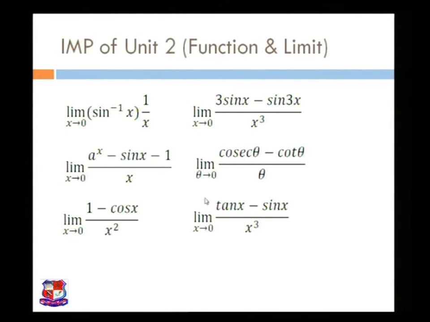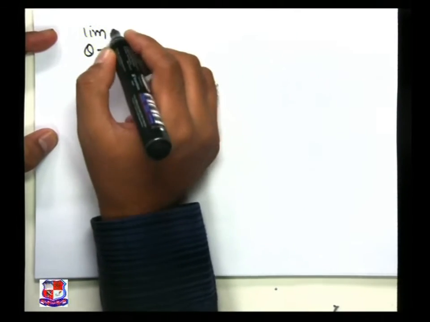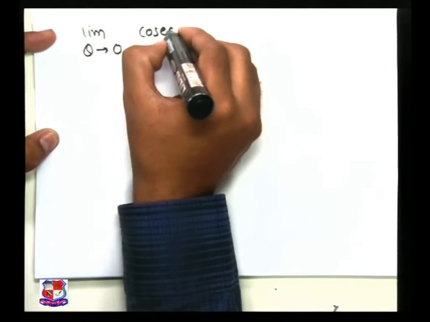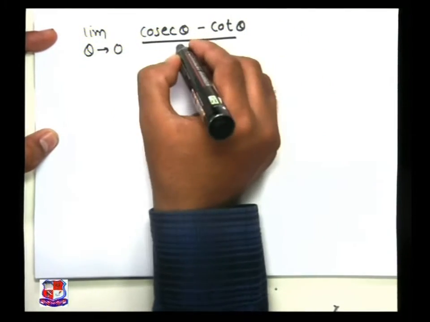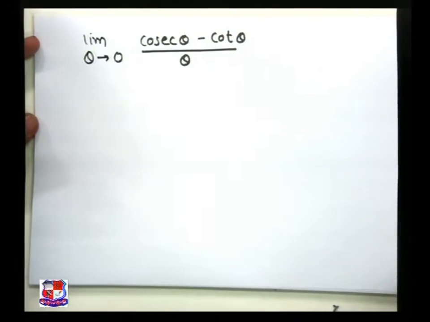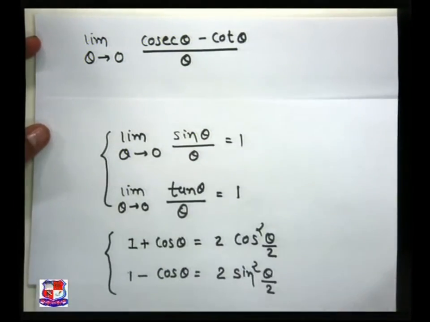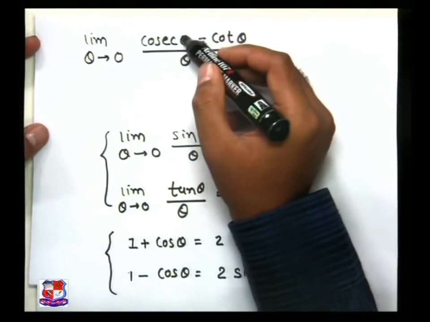Next question: limit theta tends to 0, (cosec theta minus cot theta) divided by theta. So we write it first. Limit theta tends to 0, (cosec theta minus cot theta) divided by theta. Our first step is to compare with our formula. Here sin theta, here tan theta, but there is no matching. But we remember the formula.